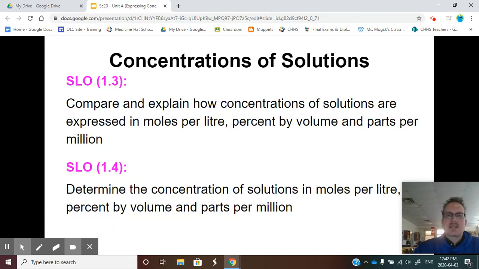Hello, Science 20s. Today's lesson is going to be a calculation lesson. We're going to look first at concentrations of solutions, and then we're going to start looking at 2 out of the 3 math formulas you're going to need for this.